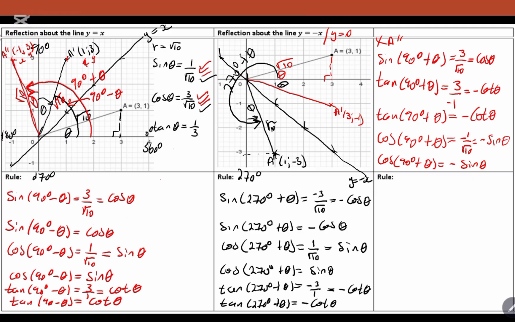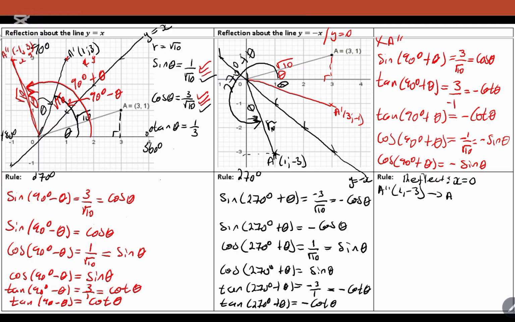Now, let us finish with the 270 minus. Where do you get the 270 minus? Let us go and reflect our A2 prime to A3 prime. Our A2 prime is 1 and negative 3. Now we are going to reflect this about the line x equals 0. We're reflecting the A2 prime about the line x equals 0, which is the y-axis.